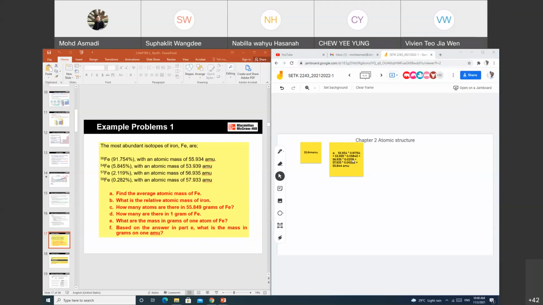But how about if 1 gram? Just now it was 55, but how about 1 gram? So just based on the ratio, you can calculate. It is 1.078 times 10 to the power 22.